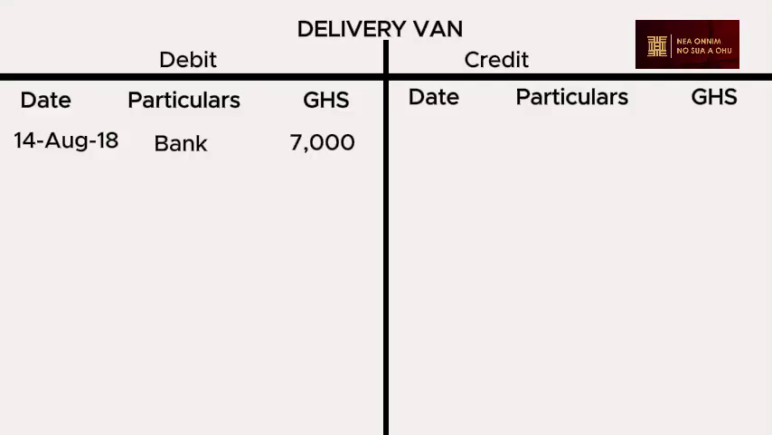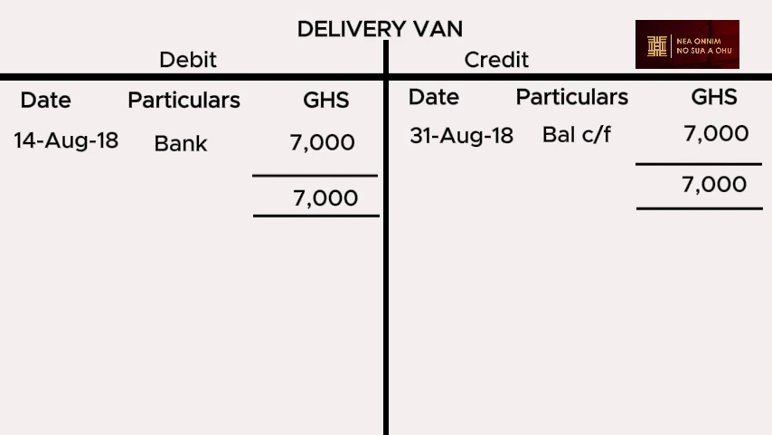And now, when you do the same process for delivery van, what results are you going to get? Try that and let's see what results you're going to get. So if you did it right for delivery van, you'd realize that the total debit is 7,000 Ghana cedis and the credit is 0. So the balance carried forward will go onto the credit side of what? 7,000 Ghana cedis. We underline both sides, and we're going to have a total of 7,000 cedis for both sides. We double underline, and the balance brought forward is going to be on the debit side, which is 7,000 Ghana cedis. I hope you got that right.